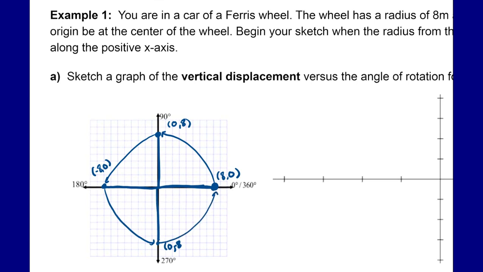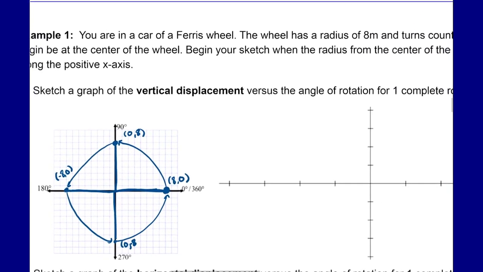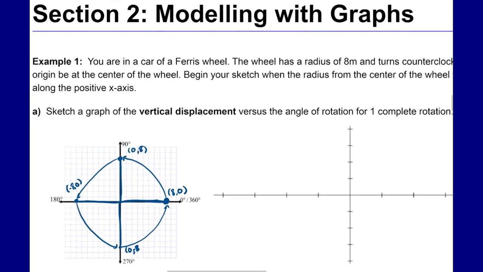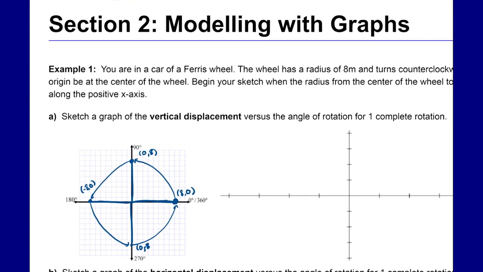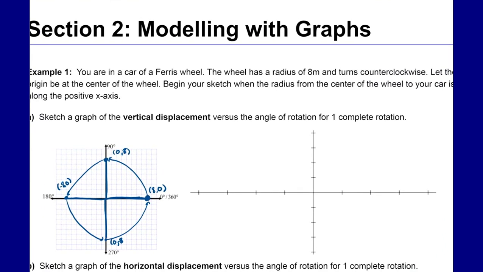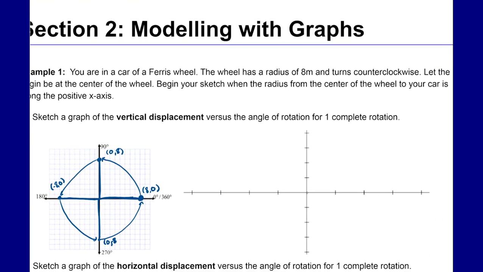So we want to graph the vertical displacement of the car versus the angle of rotation. If I'm going to start at 0, what is the vertical displacement at 0 degrees? Well, we can see that it is 0. We are on the ground, so to speak. There is no vertical displacement from where we started. Next, at 90, we're going to be up 8. 2, 4, 6, 8.